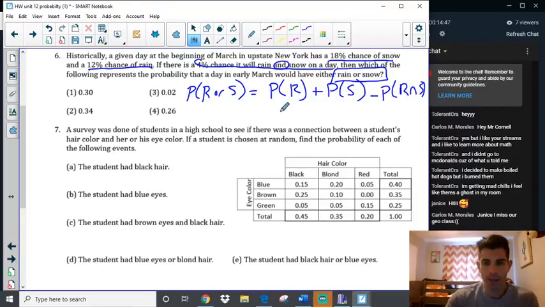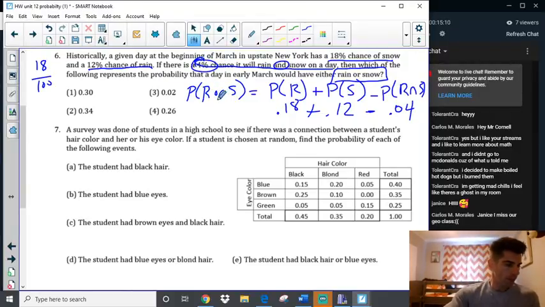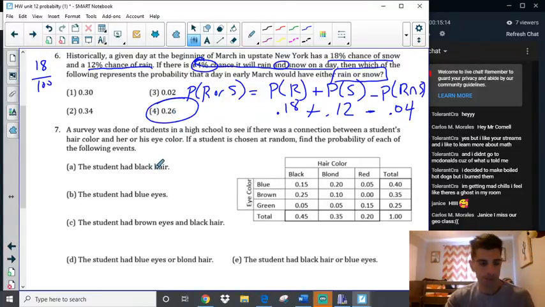They told me that snow, now I have to write 0.18 because look at our answers here, and I'm getting that by doing 18 out of 100. Okay. Probability of rain is 0.12, and then subtract the rain and the snow, and that's not 0.4 but 0.04. Okay, so be careful when you're doing that. Okay, and then that is going to be 0.26.